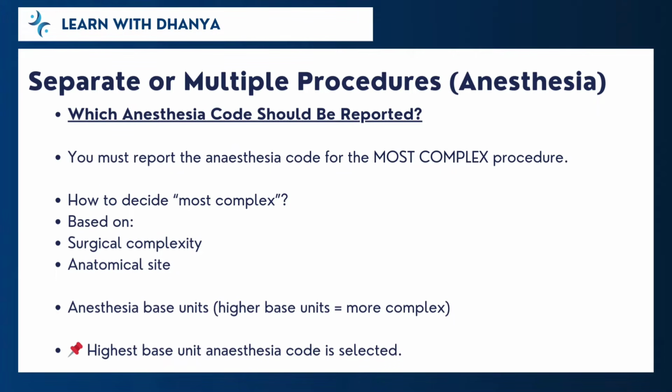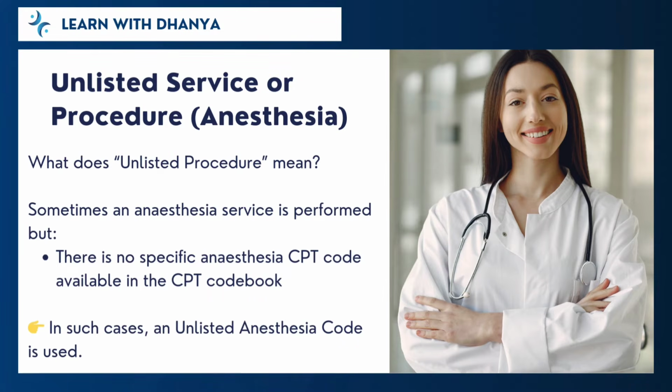And separate or multiple procedures. Which anesthesia code should be reported? Here you must report the anesthesia code for the most complex procedure. How to decide the most complex? It is based on the surgical complexity and anatomical site, and the anesthesia base unit, which means a higher base unit gives the more complex procedure. So we will be coding the anesthesia code along with the most complex procedure.